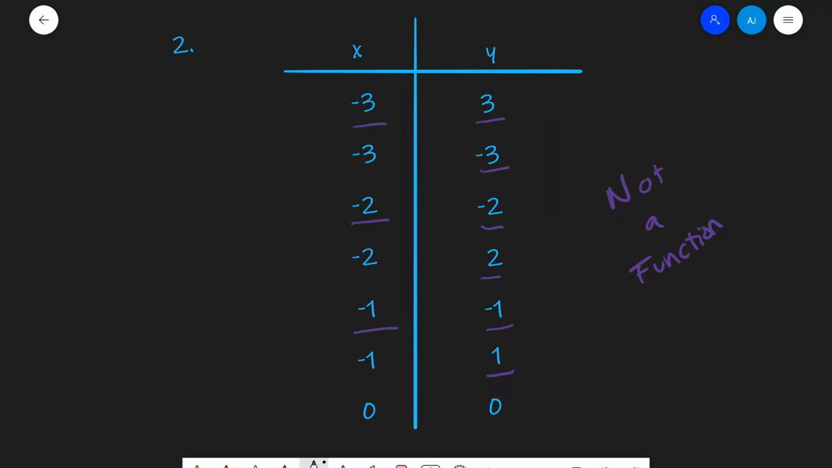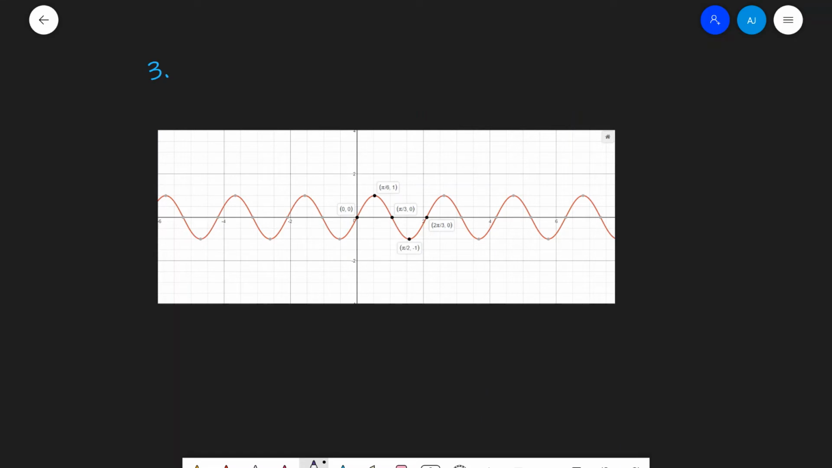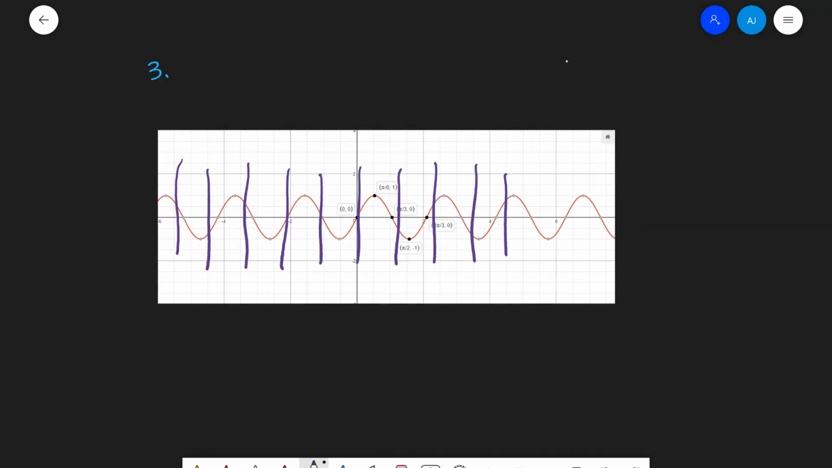Now let's look at some graphs and see if they are functions or not. Once again, pause the video, try the problem, and come back once you have finished. So for this question, you can use the vertical line test. So if I draw vertical lines throughout the graph like this, you could see that no line has more than one point intersecting the graph. Thus, this graph is a function.